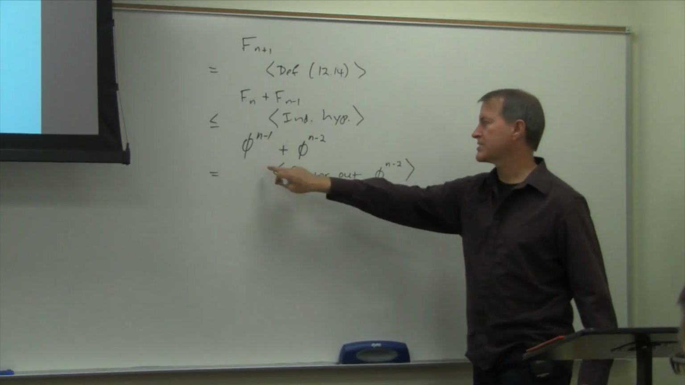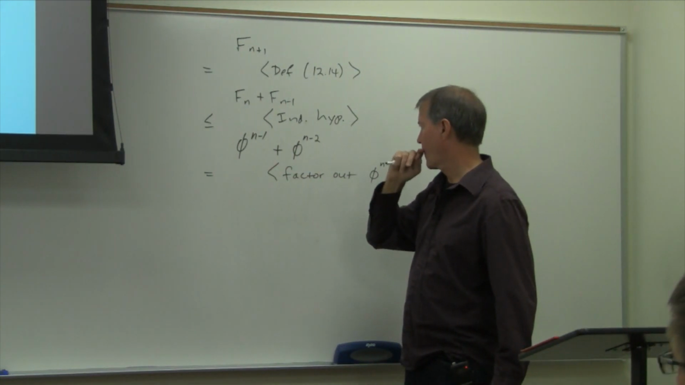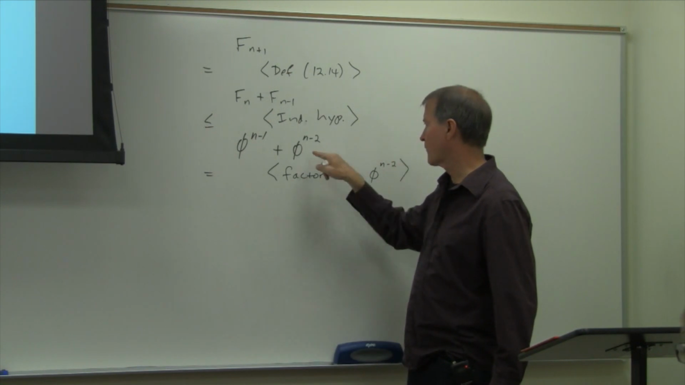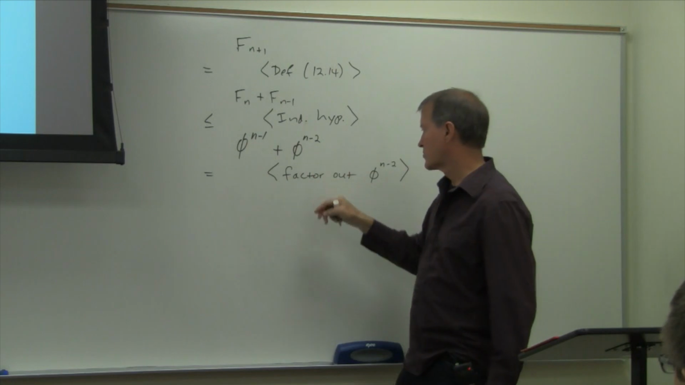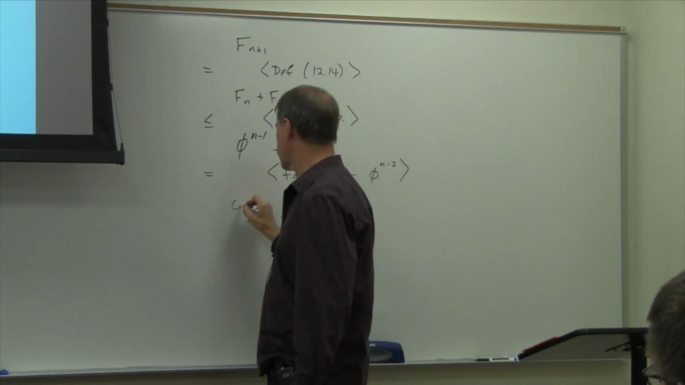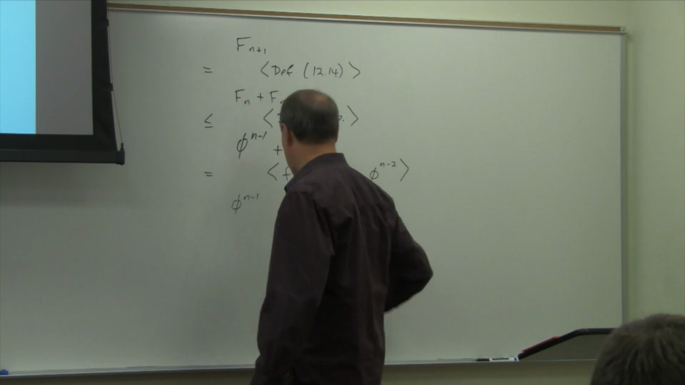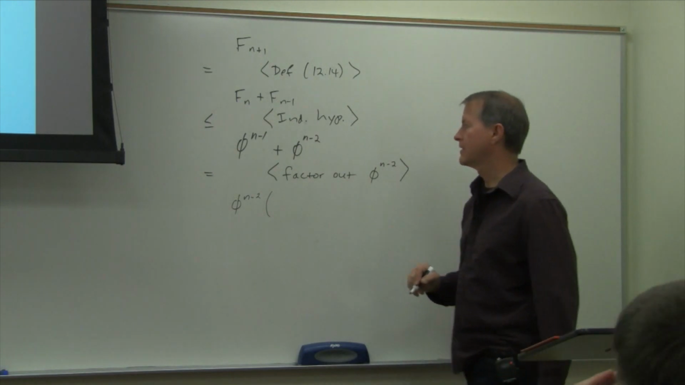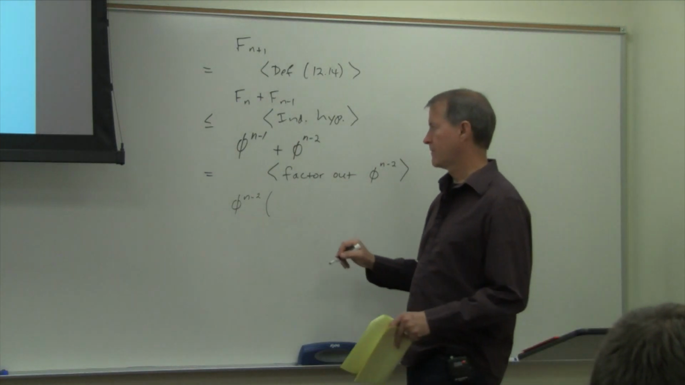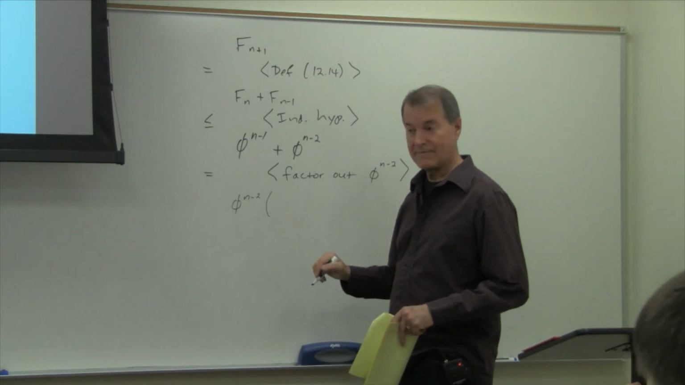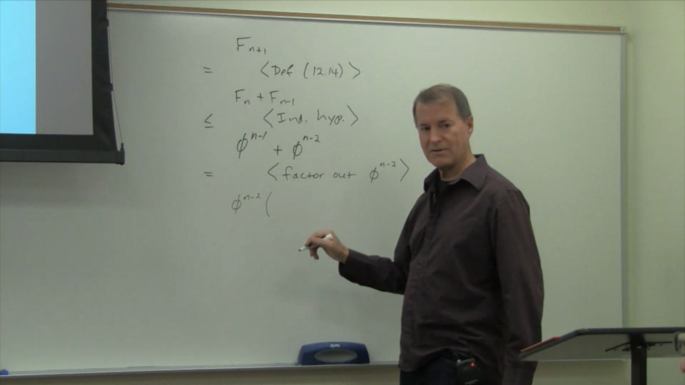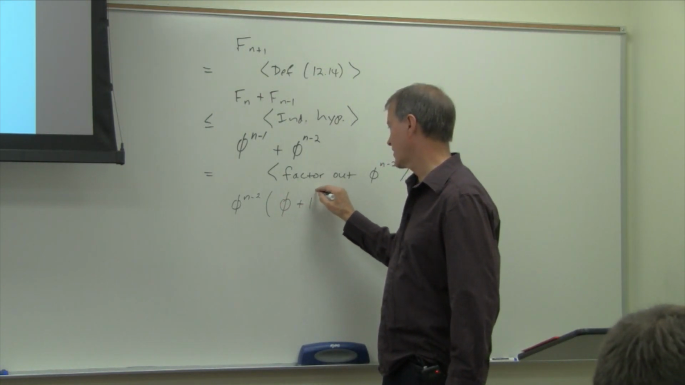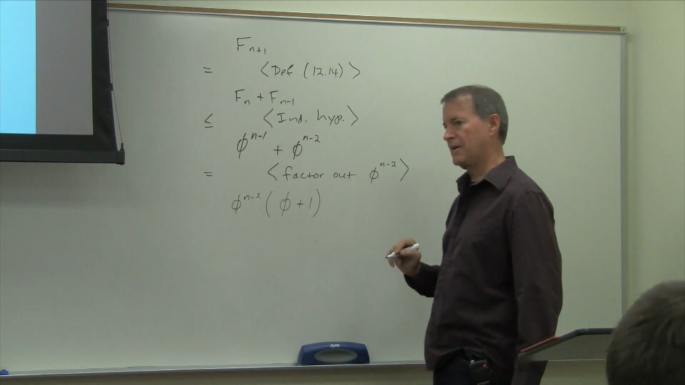But here's what we're going to do. Which one of these is bigger? Phi to the n minus 1. Yes. We're going to factor out the smaller one. So we're going to say this is phi to the n minus 2 times the quantity phi plus 1. No, this is the easy way to do it. Phi plus 1, right? Does everybody see that? Are we good?